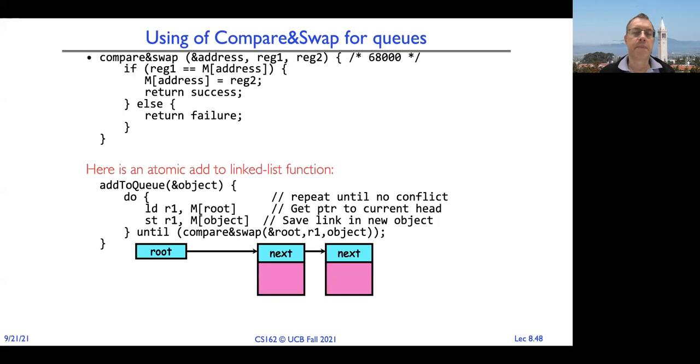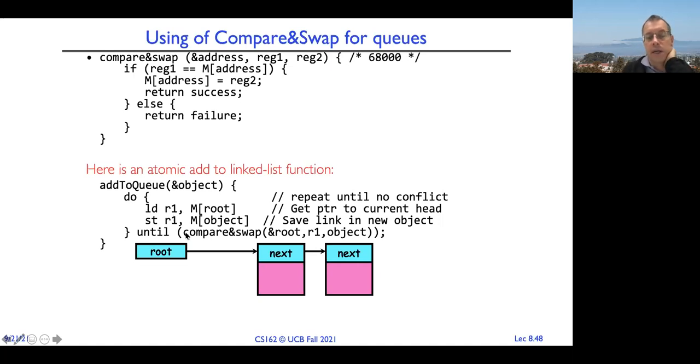Okay, so here is an example of how to use compare and swap. This is about how you are going to insert atomically a new element as the head of a queue. Okay, this is what you want to do. This is the enqueue operation. So insert a new element as the head of the queue. So here, what you do is first of all, you have a do until. Right? It's a loop.